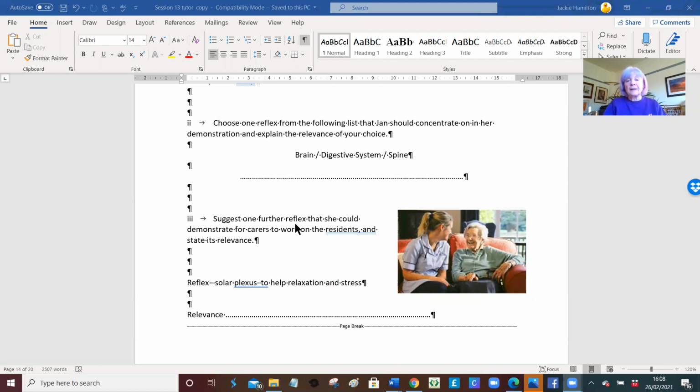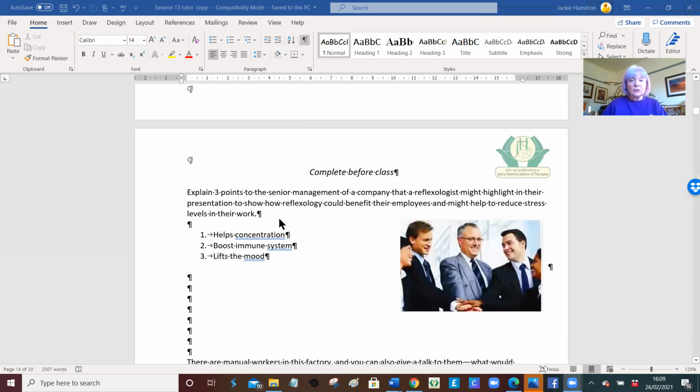Suggest one further reflex that she could demonstrate for carers. So demonstrating, it would be easier to work on the hand, and then I would suggest the solar plexus to help with relaxation and stress. So that would be an easy one, wouldn't it? Or you might choose the shoulder, which is this triangle here, and that would be an easy one to show them as well. Yeah. So let's have a look.